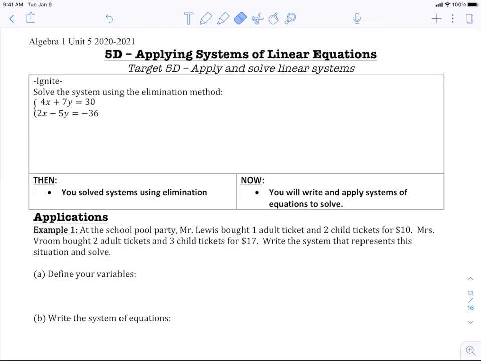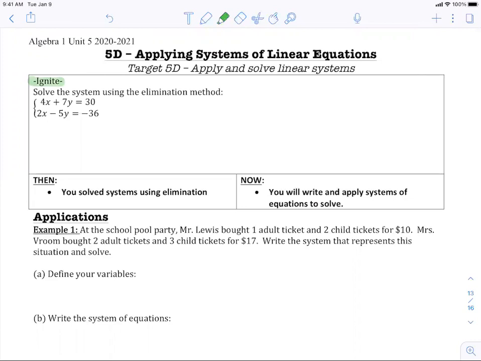Hello, everyone. Today we're going to be applying systems of linear equations. So we're going to get into some super fun and interesting word problems. Before we get into actually writing our own system and solving it, what I would love for you guys to do is try the Ignite at the top of the page.